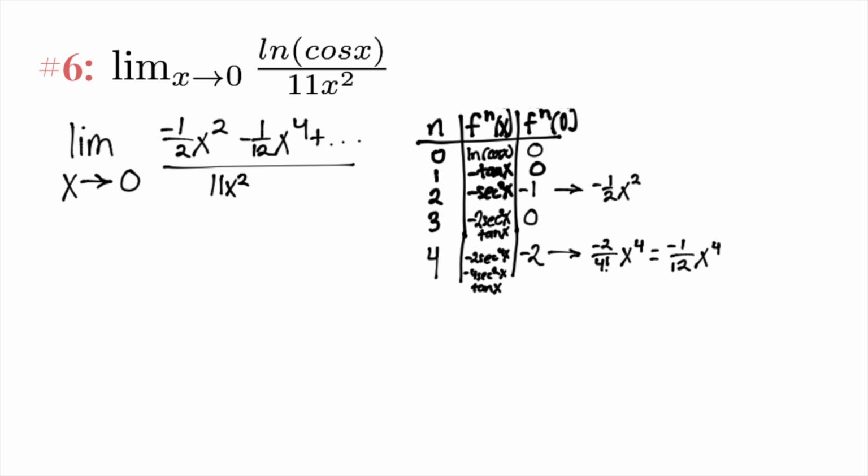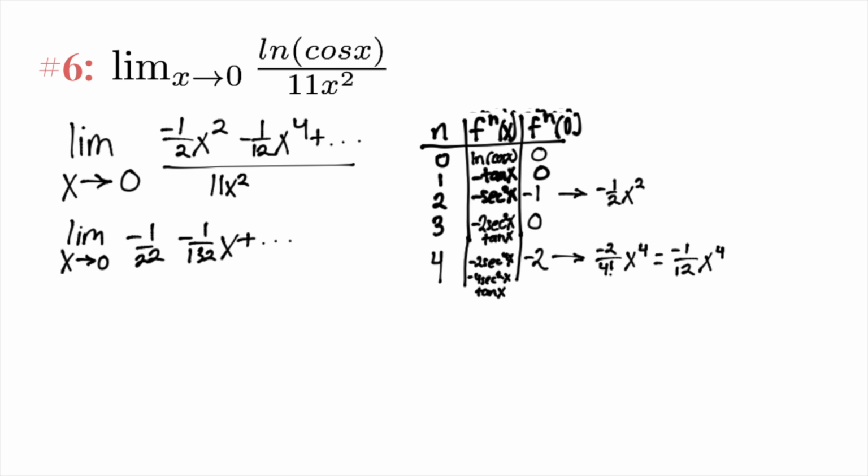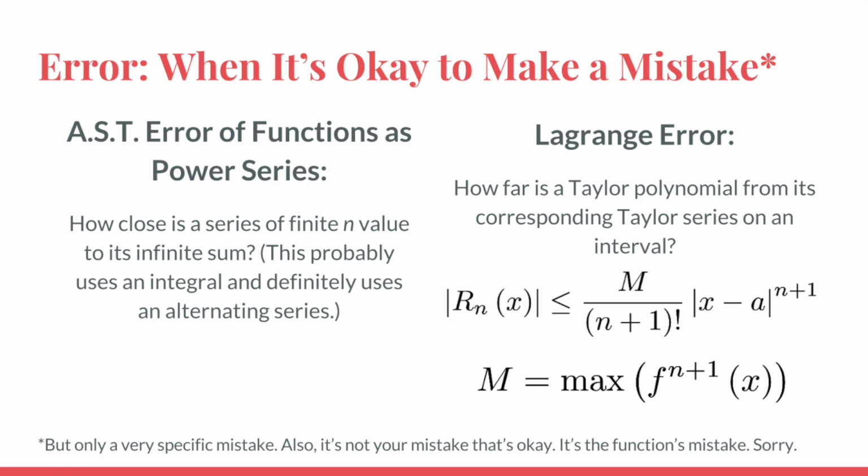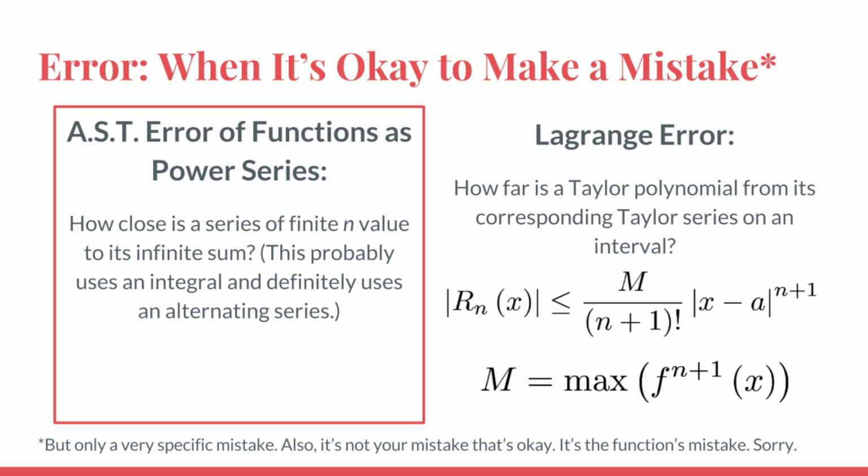So if you write those values into your numerator, you can then cancel them with the x squared and the 11, which will give you the limit as x goes to 0 of negative 1/22 minus 1/132 x squared, which when you then plug 0 in, you'll only have negative 1/22 left over, because all the other terms after that will all have x's, which will make them go to 0, so the only thing you have left is negative 1/22.